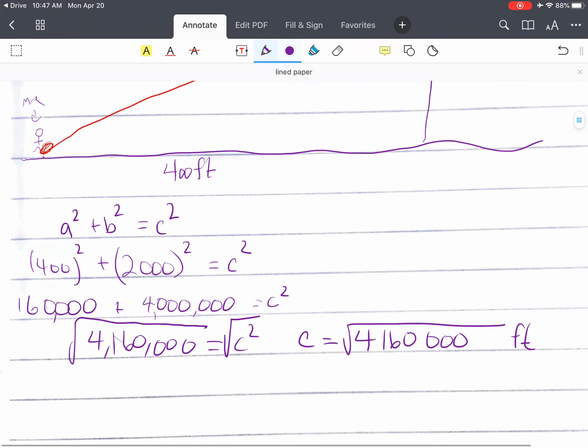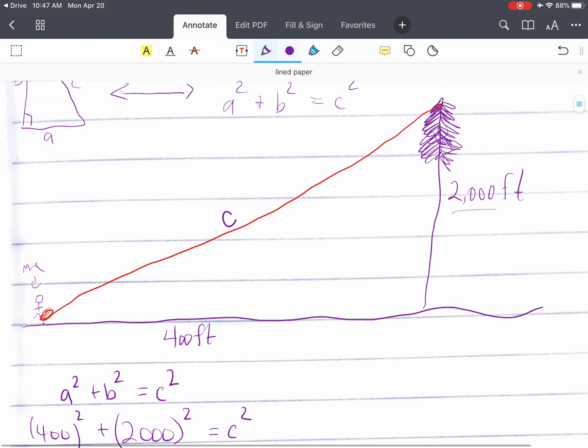So whatever that is, that's the length between the top of the tree and myself on the bottom. And I forgot to draw the little right triangle right there, the little 90-degree symbol.